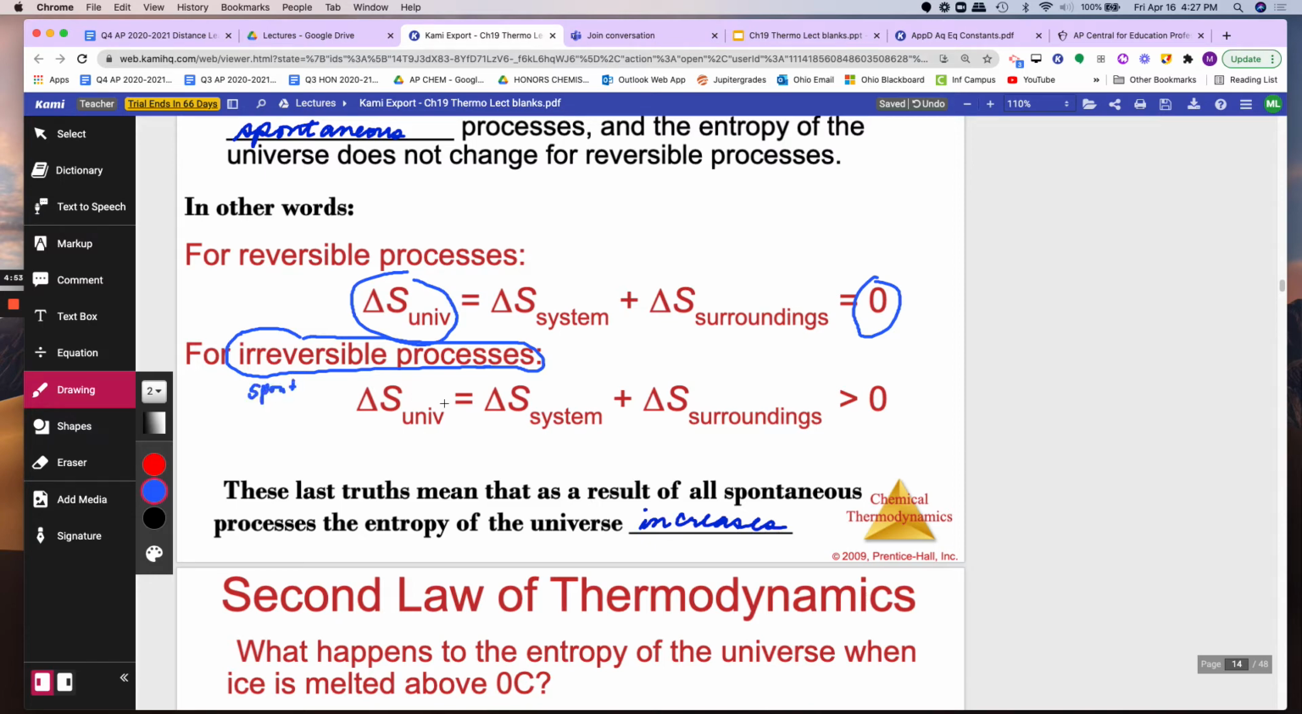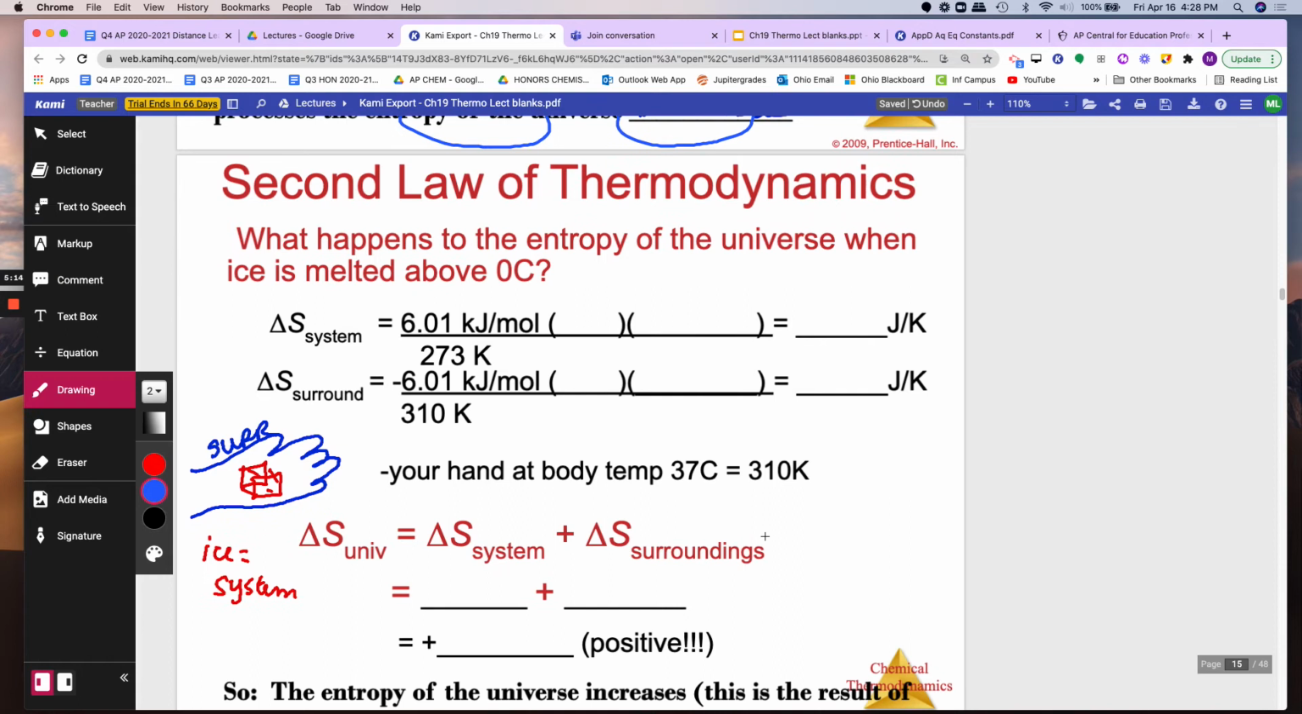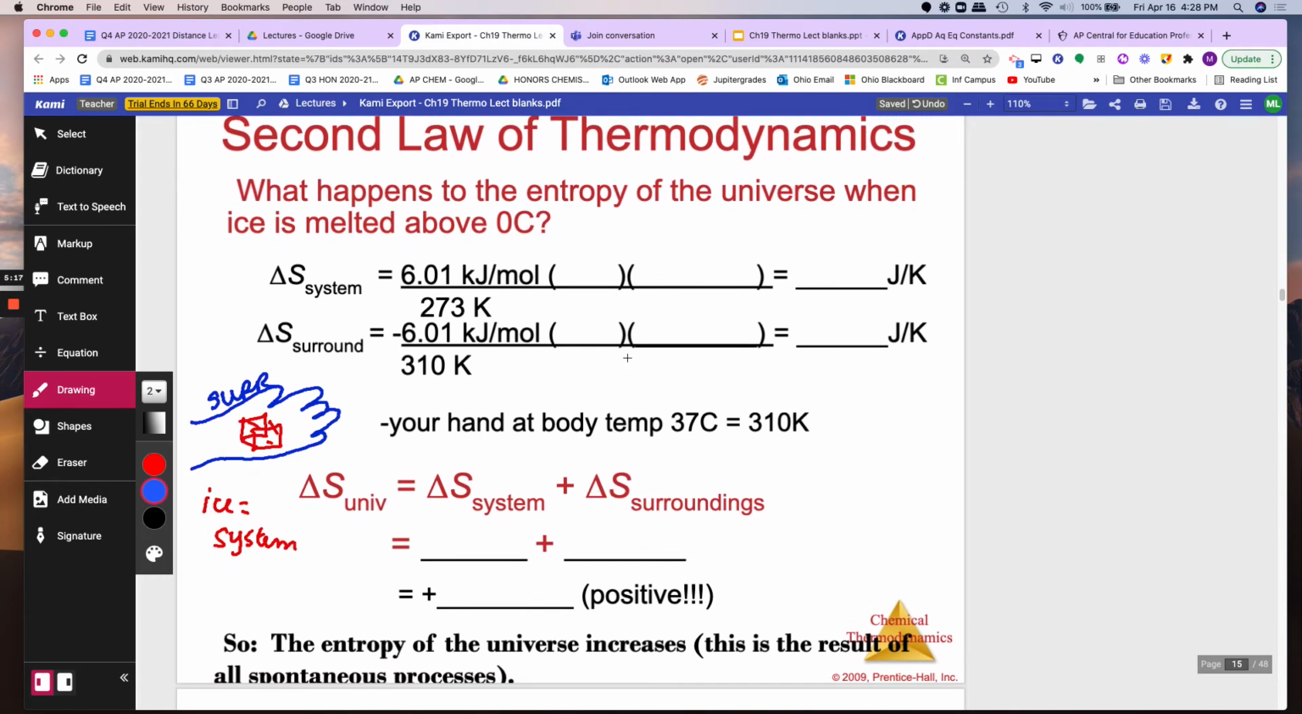If that happens, the delta S of the universe is going to be greater than 0. It's positive delta S. It means that the entropy of our universe is increasing because of all the spontaneous things that are happening, expansion of whatever. And let me show you an example. What happens to the entropy of the universe when you melt ice? Do you really think it's affecting the randomness of the universe? Well, let's see.